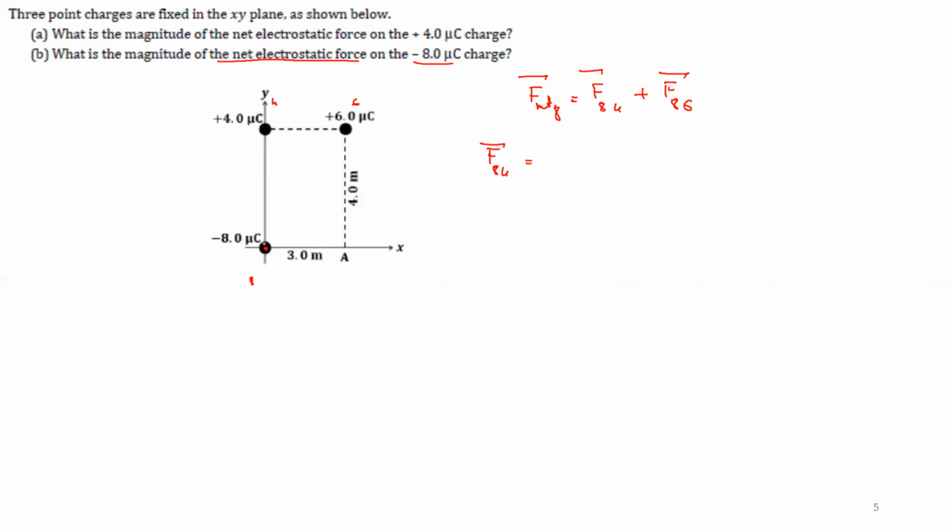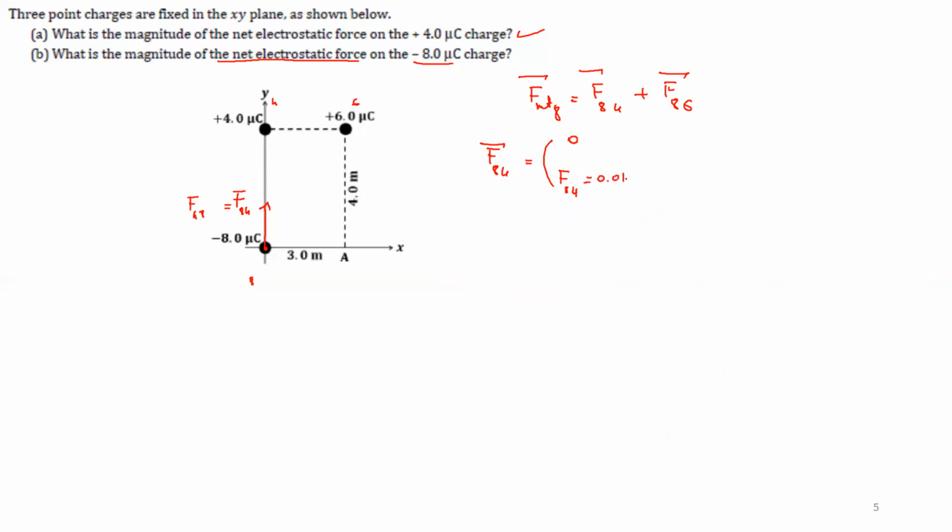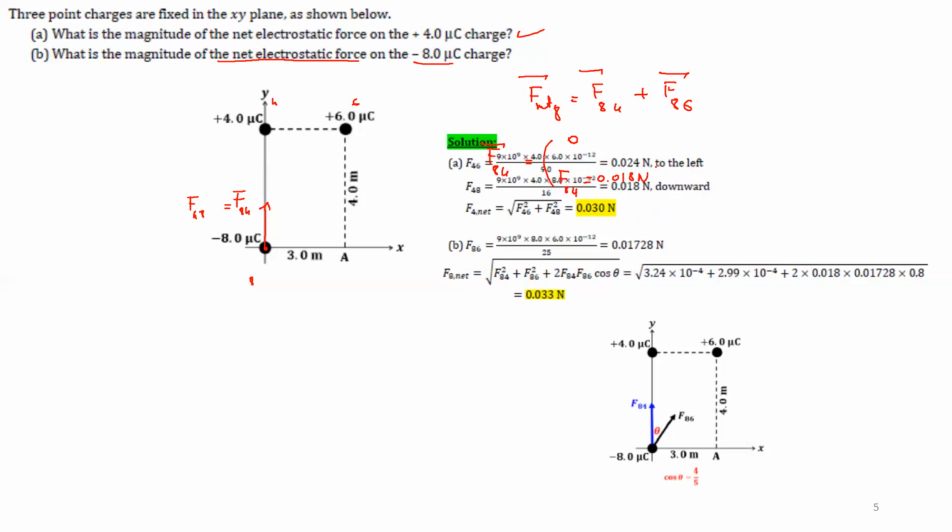Now F on 8 by 4, how will it look? These two are attractive toward each other. So F on 8 by 4 is this, and it will have the same magnitude as F on 4 by 8 that I calculated in the previous question. So it will be upward. It's an attractive force, so 8 is attracted towards +4. The component along X is 0 and along Y is positive, equal to what I calculated before, 0.018 Newton, right? Yes.